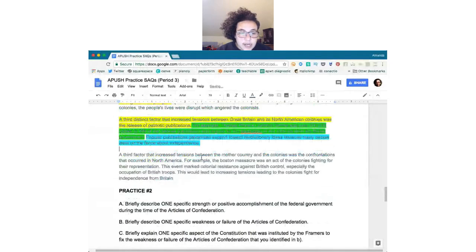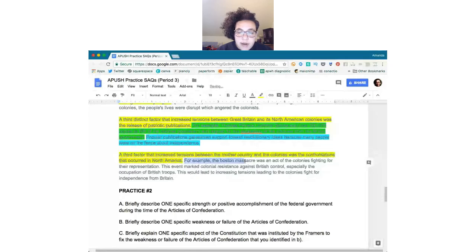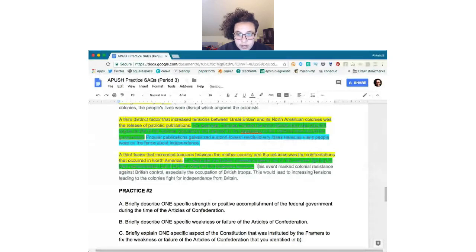A third factor that increased tensions between the mother country and the colonies was the confrontations that occurred in North America. Good. For example, the Boston Massacre was an act of the colonies fighting for their representation. This marked colonial resistance against British control, especially the occupation of the British troops. Yeah, I would even add a little like, okay, so for this middle one, for example, the Boston Massacre was an act of the colonies fighting for their representation, but it turned violent, which increased tensions, something like that, to just give a little bit more specific about the Boston Massacre. And then you can kind of combine these sentences.